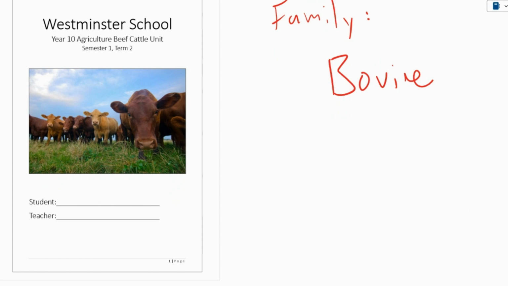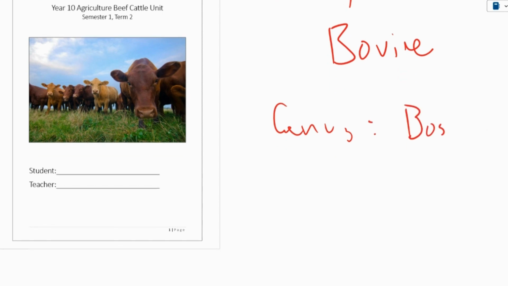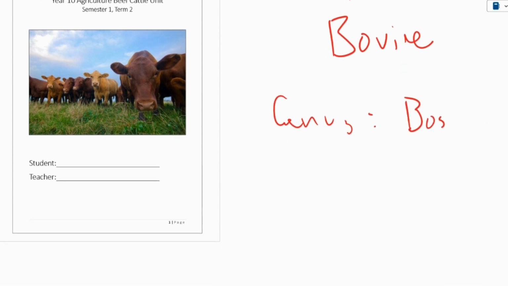But after bovine comes a new one. So after family, the genus is called Bos. And this refers to cattle. This refers to dairy cattle. This refers to all types of cattle. The genus is Bos.